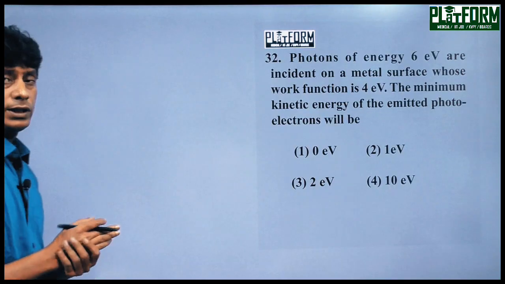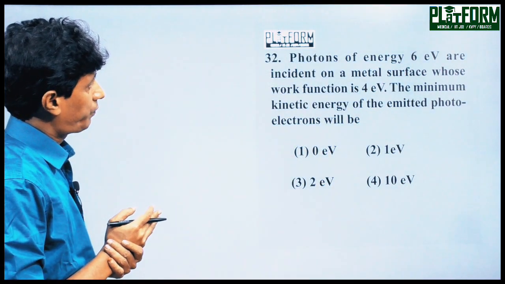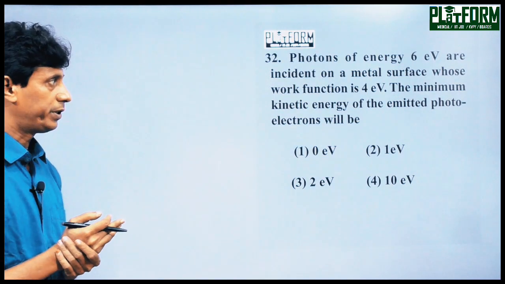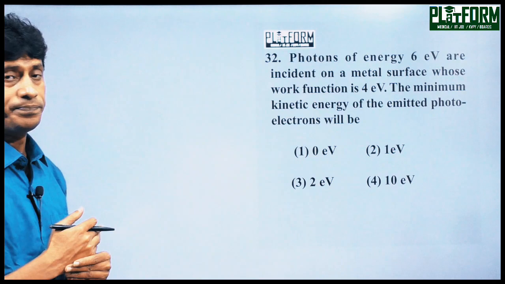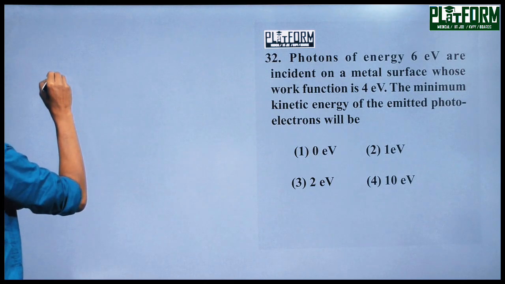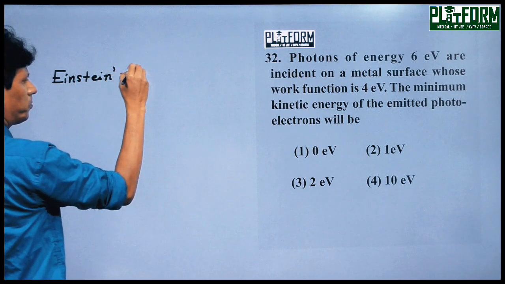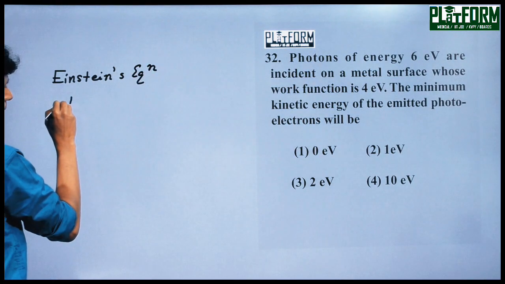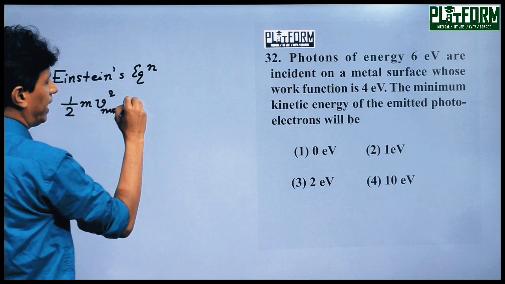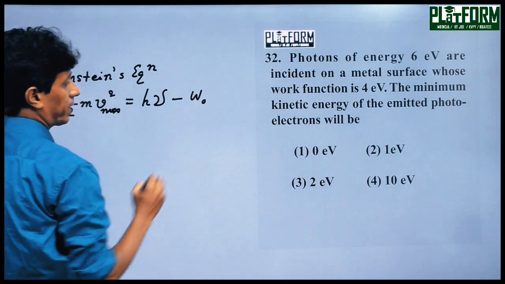3. Next problem, number 32, based on the photoelectric effect. The question says photons of energy 6 eV are incident on a metal surface whose work function is 4 eV. The minimum kinetic energy of emitted photoelectron will be. Here we know Einstein's equation. Maximum kinetic energy of electron equal to energy of photon minus work function.